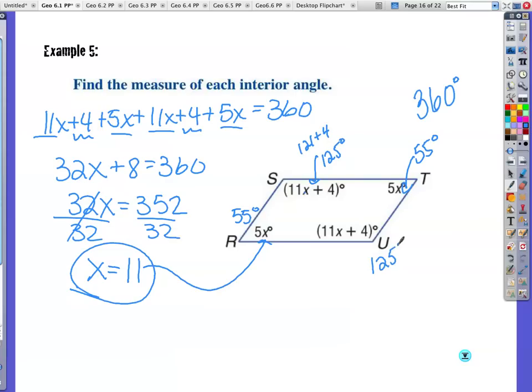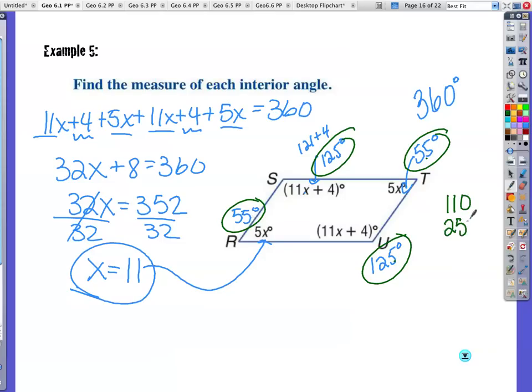Now, the kicker would be to make sure that all of these add up. If I total them, is the sum 360? 55 and 55 is 110. 125 and 125 is 250. The total is 360 degrees.